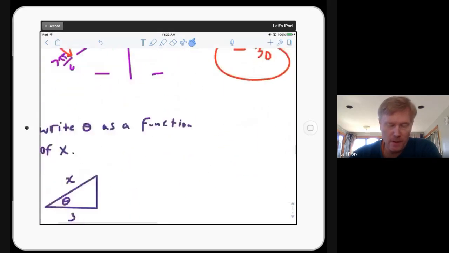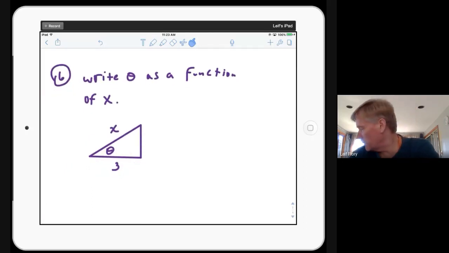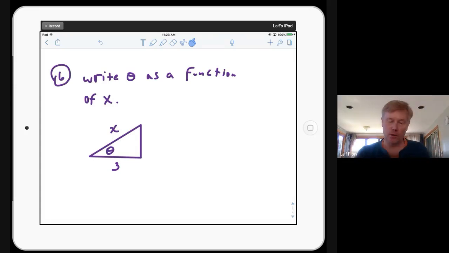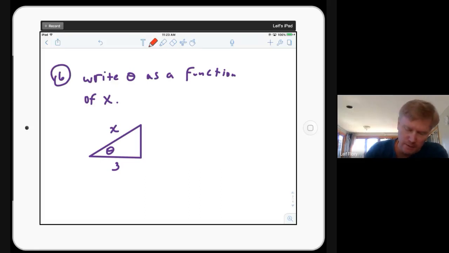All right. This is actually my last problem, I believe. I'm going to write theta as a function of x. So the first thing I'm going to get theta alone at the end, but the beginning part, I want to know which sides of the triangle I have and figure out, is it sine, cosine, or tangent? So if I'm looking at theta, the 3 is the adjacent. The x would be the hypotenuse, which means I'm looking at cosine, right?